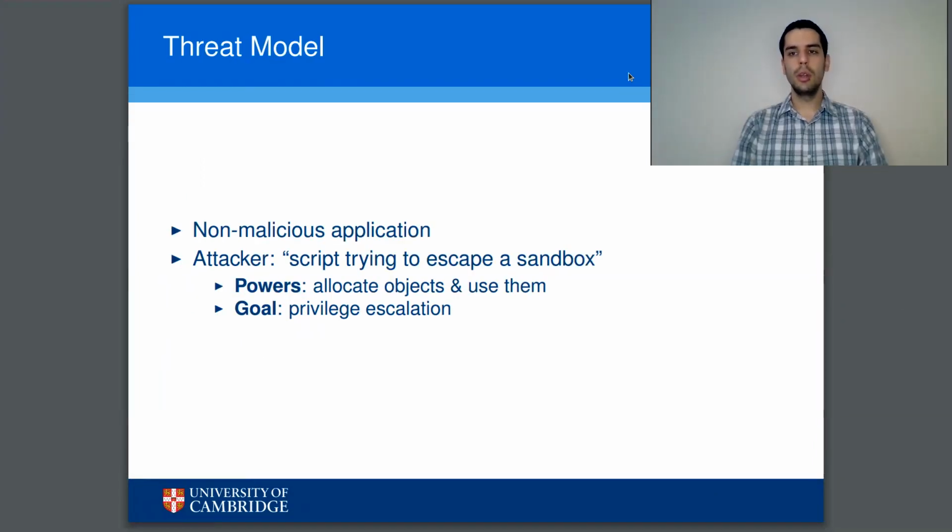We consider a non-malicious application running in the presence of an attacker. The attacker has powers to allocate objects and use the objects that they have allocated. That means writing to them and reading the contents. Their goal is to perform privilege escalation. You can think about this as a web browser running a script from a malicious website which is trying to break the sandboxing mechanism.